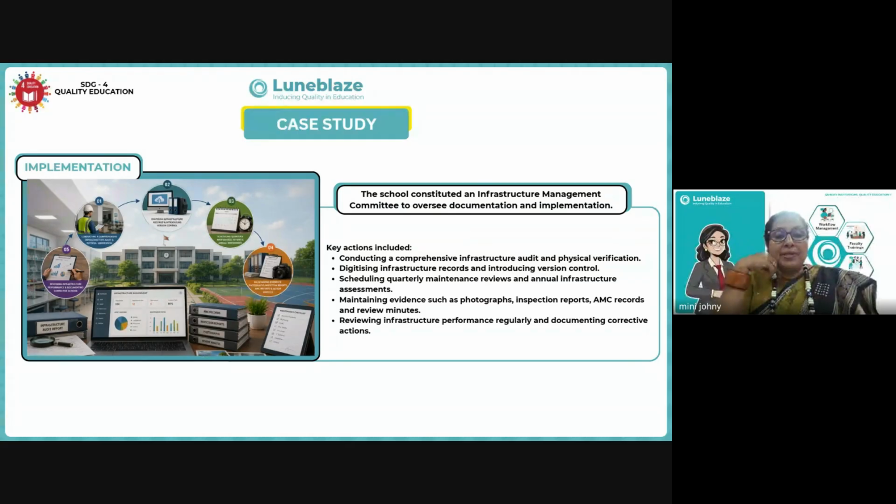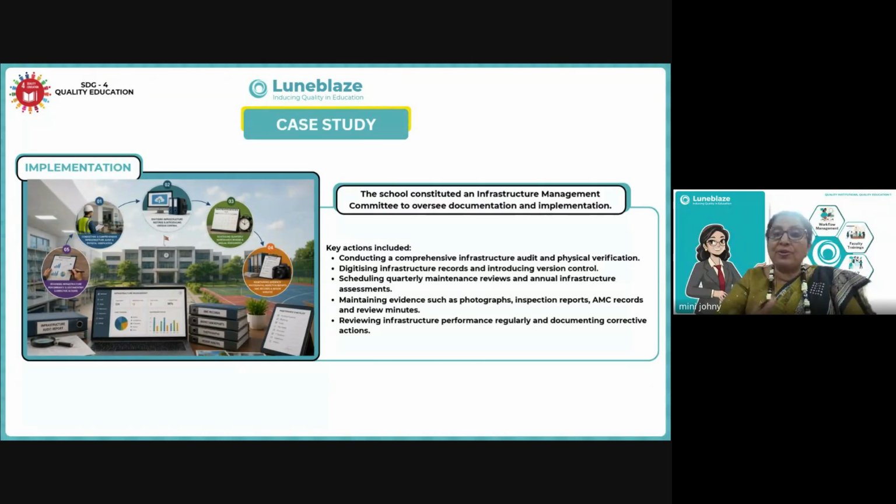So you see the implementation. The school constituted an infrastructure management committee to oversee documentation and implementation. What are the key actions included? Conducting a comprehensive infrastructure audit and physical verification. You have to verify physically, then only will come to know what is our infrastructure, where we have to improve it.